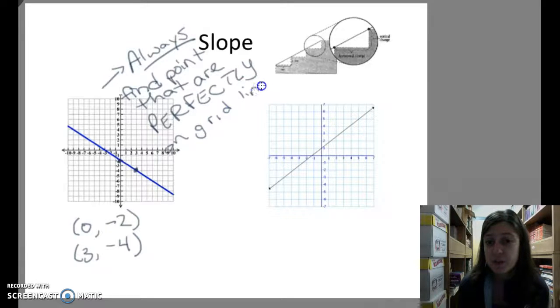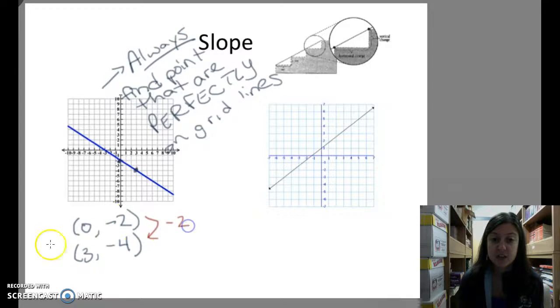I call those perfect points. And the reason for that is because if they're not on the line, then you're not using them to find the right equation, right? Okay, so I'm going to use this method. -2 to -4 goes down by 2. 0 to 3 goes up by 3.